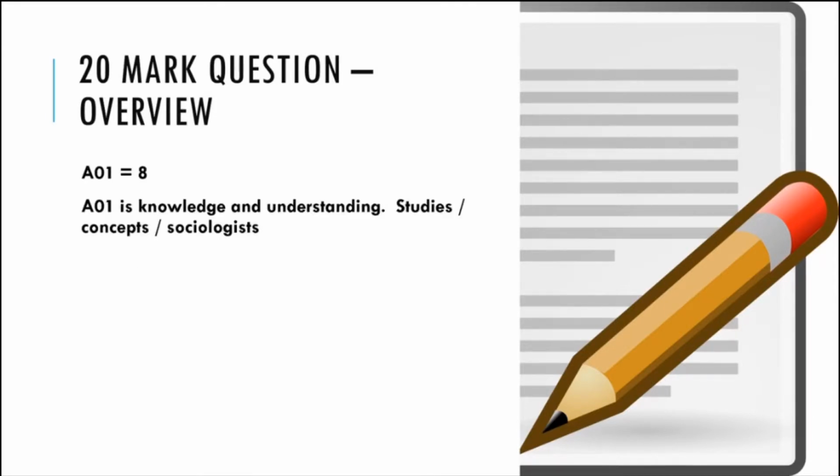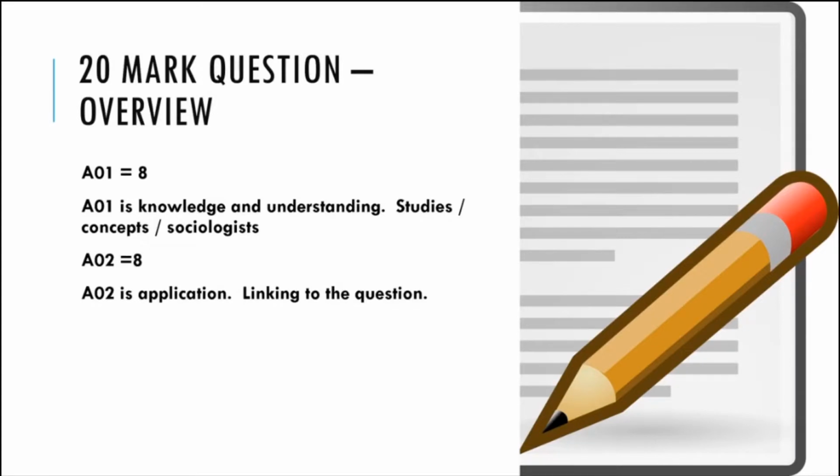So how are the marks divided up for this question? You get 8 marks for AO1, 8 marks for AO2 and 4 marks for AO3. And what does this mean? So AO1 is asking you for your knowledge and understanding. You need to show the examiner that you know about some studies, some concepts and some sociologists.